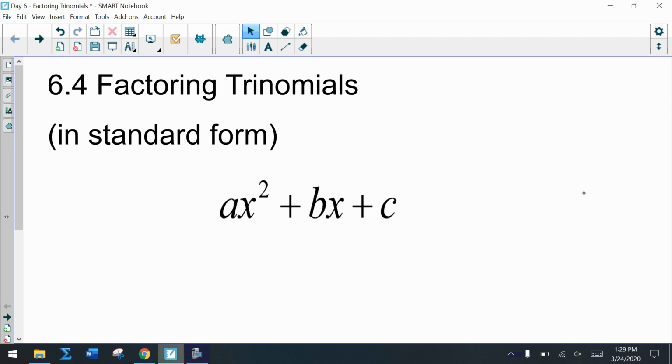So today's lesson is going to be factoring trinomials. So we just finished up factoring perfect square trinomials, but not all trinomials are going to be perfect squares. So the first thing that we have to do when factoring trinomials is to make sure that they are in standard form, or in descending order. So standard form is ax squared plus bx plus c, where a, b, and c are numbers.